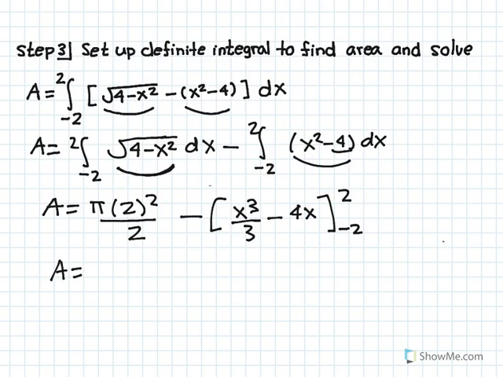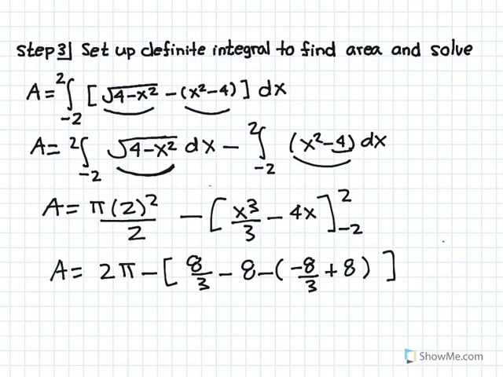Area is equal to 2 squared is 4, over 2. That's 2 pi. Minus. Put the upper limit in. The upper limit is 2 cubed. That's 8 over 3, minus 8. Minus, applying the fundamental theorem of calculus, put the lower limit in, we get minus 2 cubed is minus 8, divided by 3, minus 4 times minus 2, plus 8.